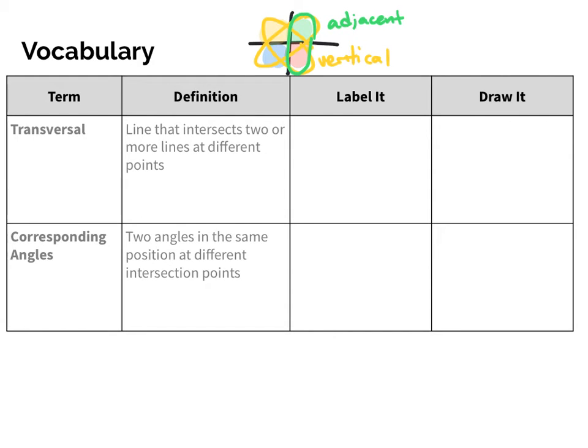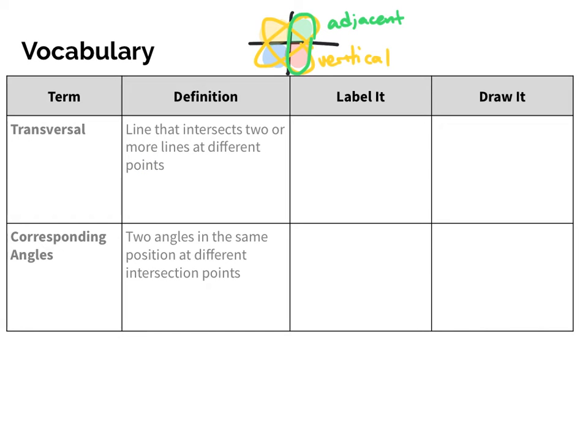That being said, we did talk about angles formed from intersecting lines. So what we're going to look at now is what happens when we have angles formed between special types of lines. To do this, we're going to introduce a new type of line called a transversal. A transversal is a line that intersects two or more lines at different points.